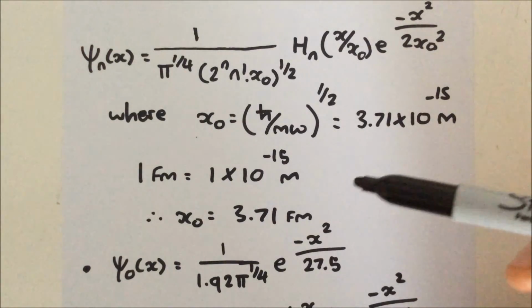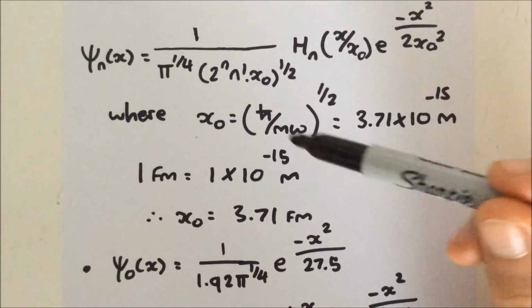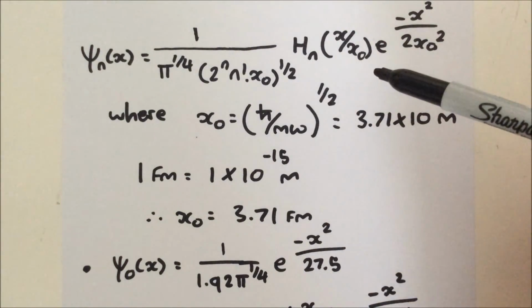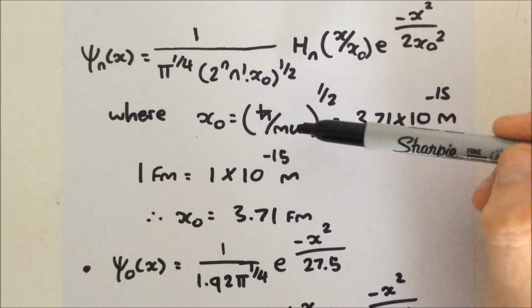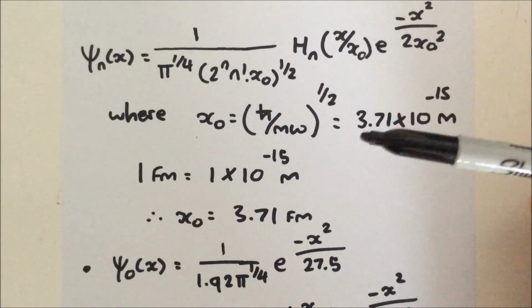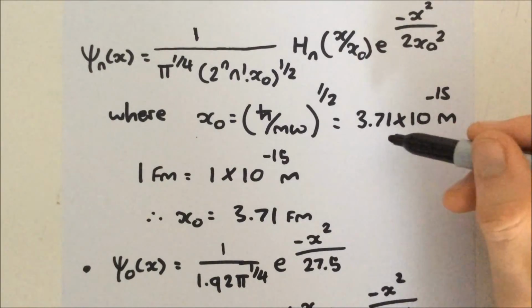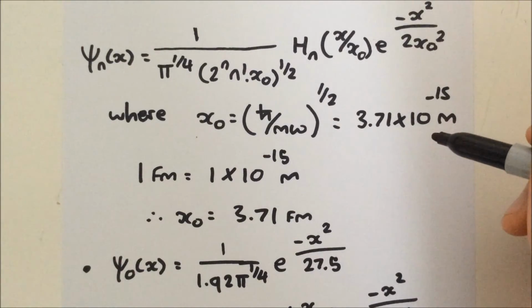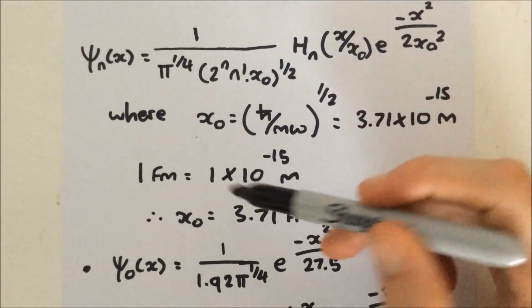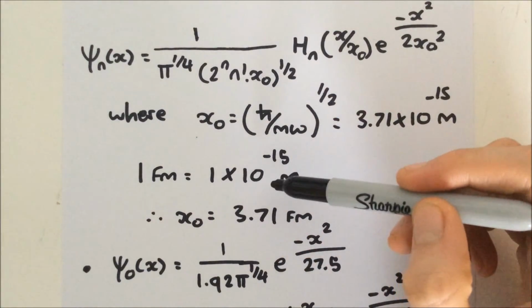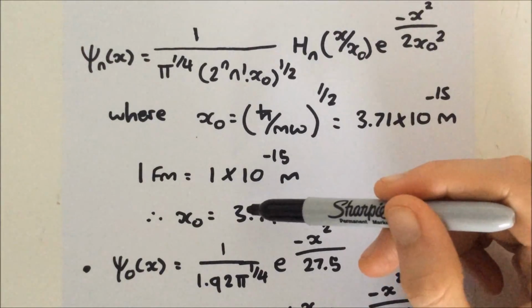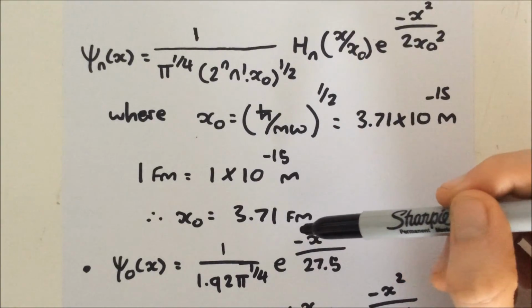So, what about the wave functions? The general form psi n of x is given here, as we calculated before, where x naught is equal to (h bar divided by m omega) to the power half. Therefore, x naught is equal to 3.71 times 10 to the negative 15 meters. If we convert all length measurements into femtometers, where 1 femtometer is equal to 1 times 10 to the minus 15 meters, x naught is equal to 3.71 femtometers.